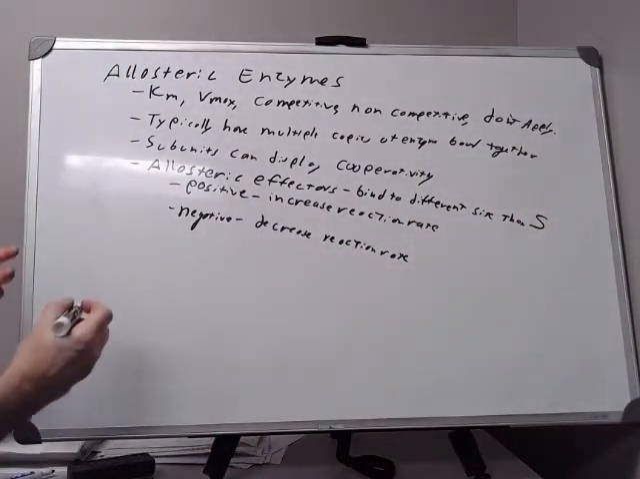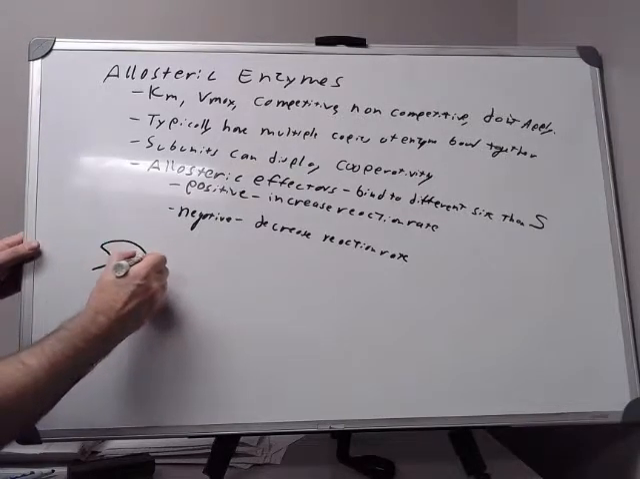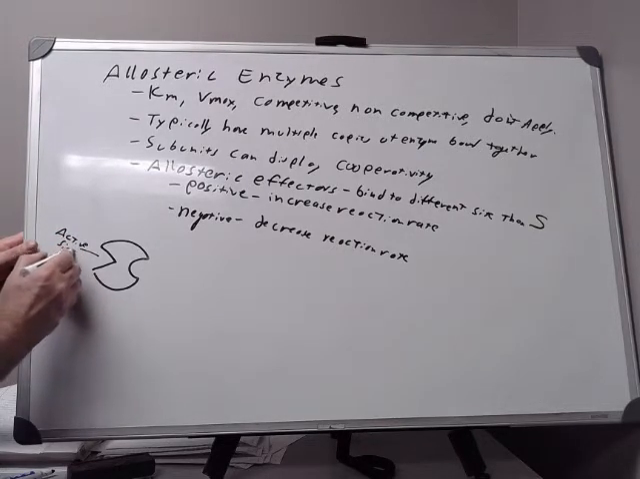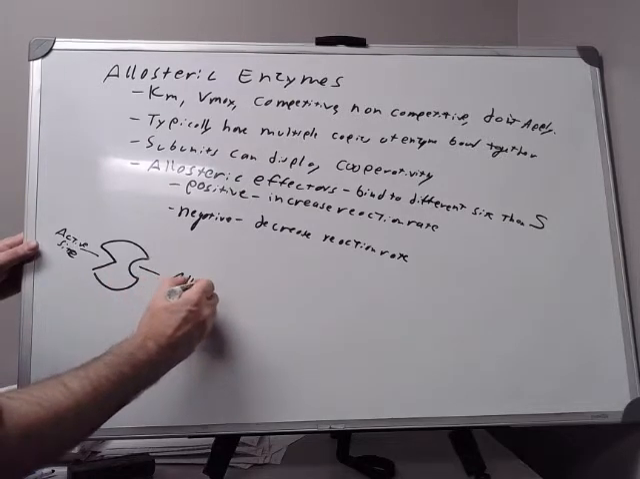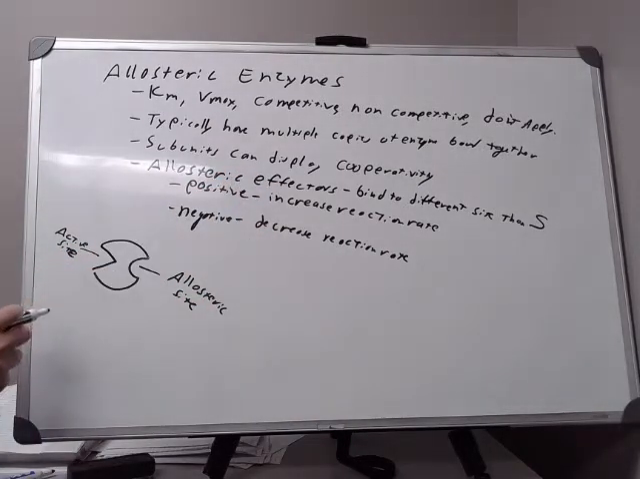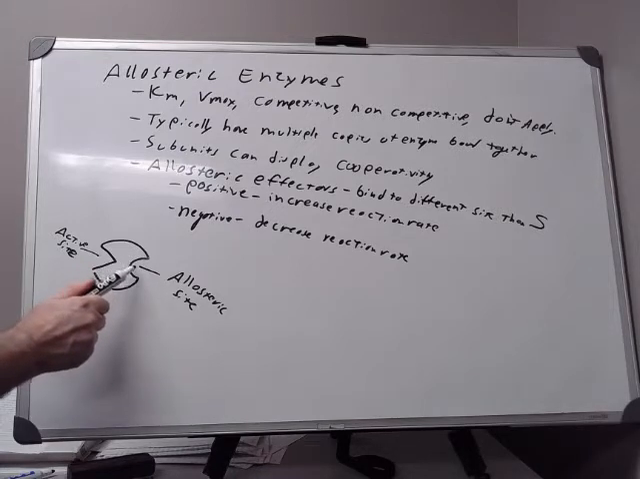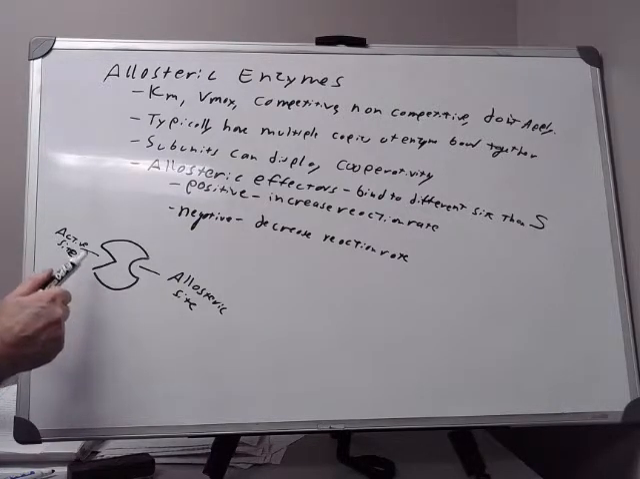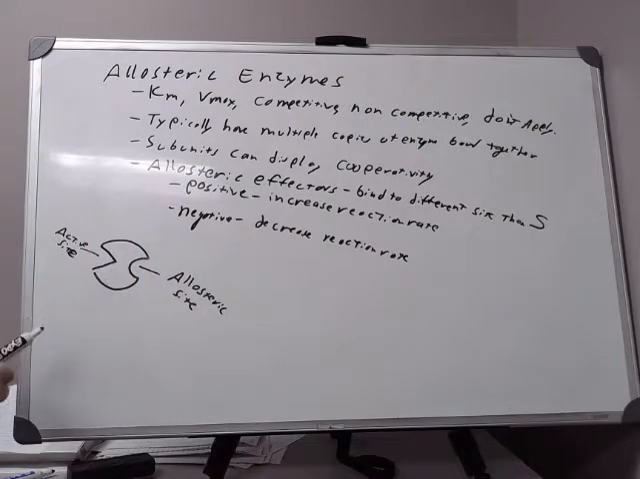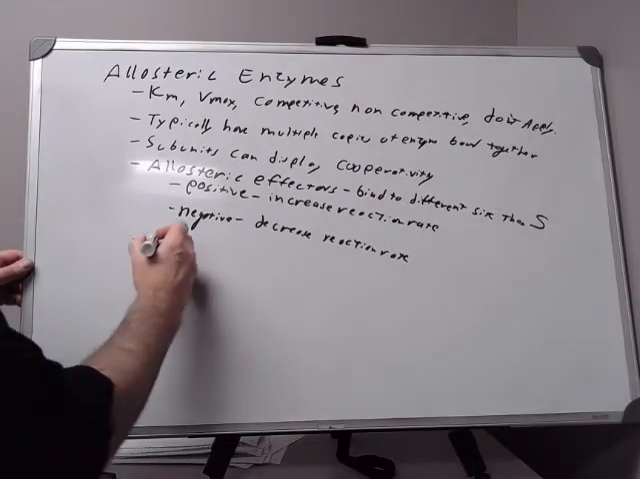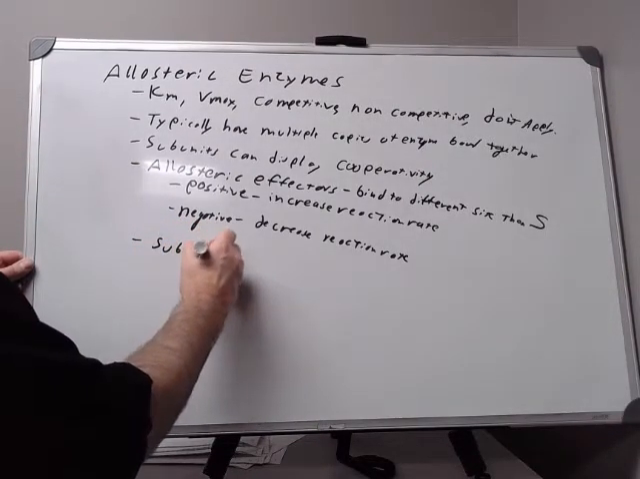And so if we were to draw an allosteric enzyme, it might look like the enzyme I was drawing before, where we have the active site where the substrate binds, and we have the allosteric site where the allosteric effector binds. And so the positive effector, if it binds, would make the enzyme work faster. If a negative allosteric effector binds, it would make the enzyme work more slowly. And several allosteric enzymes are subject to feedback inhibition.